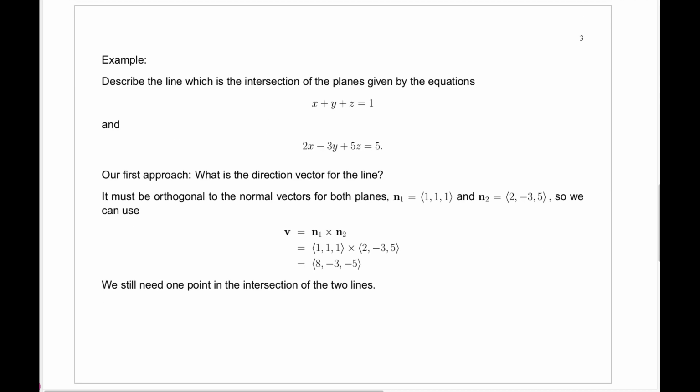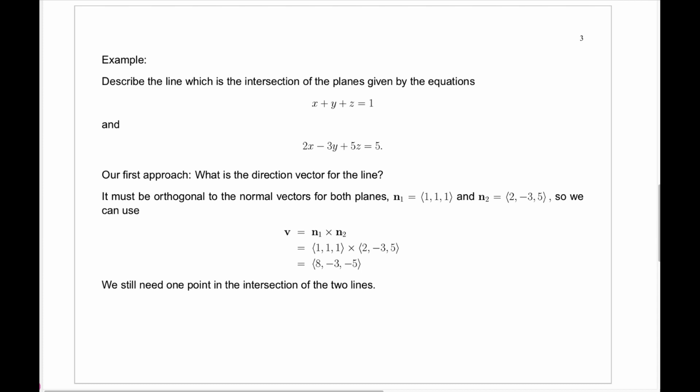Now we're going to look at another example involving planes where the goal will be to determine the line which is the intersection of two given planes. In general, as you probably know, the two planes will intersect in a line. Is this always the case?